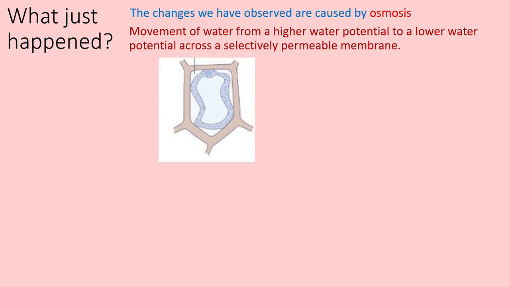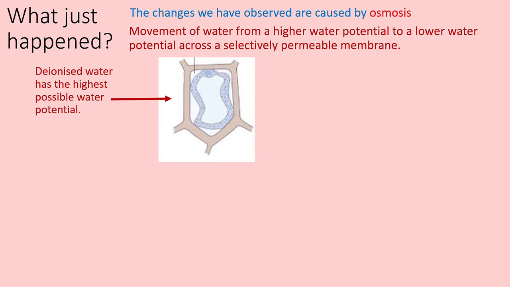The solution which has the highest possible water potential would be deionized water, and that is what we have just been bathing the cells in. And deionized water has the highest possible water potential because it's got nothing dissolved in it. Basically, it is water and nothing else.